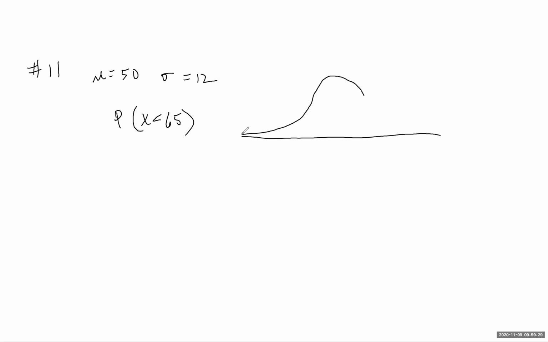Just sketching our curve here. We have a mean of 50. 65 would be over here somewhere. And less than implies this area here. We like these that use the area to the left because that's the area our chart gives us when we look it up. So that's the easiest ones to do. So all we really need to do is find the z for this, and we'll look it up.